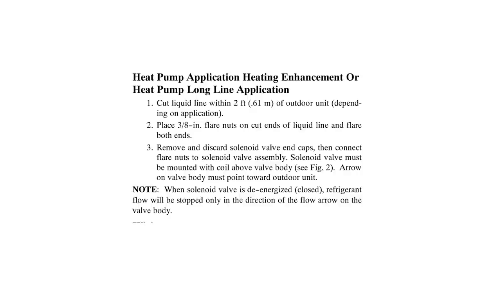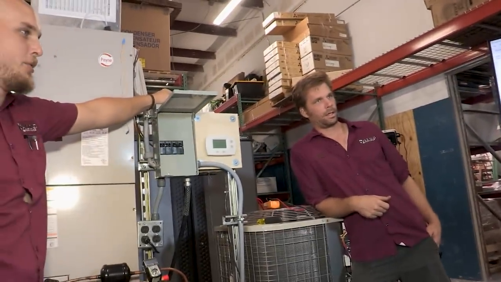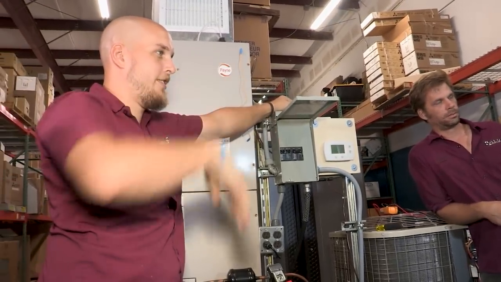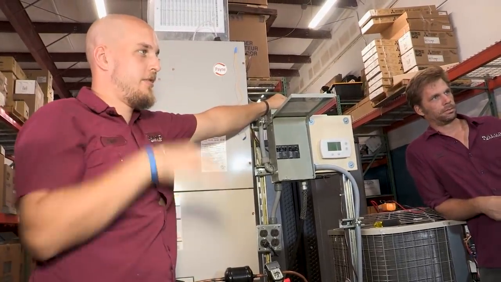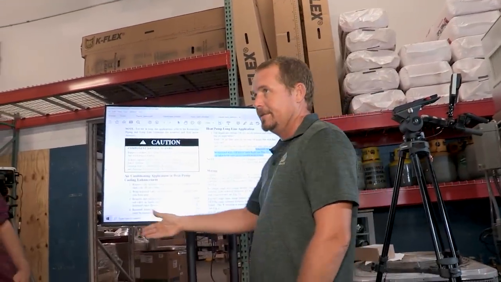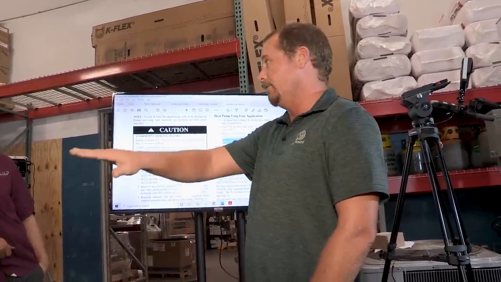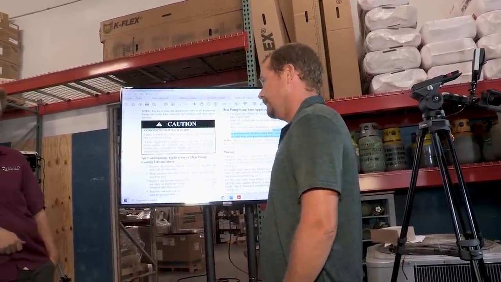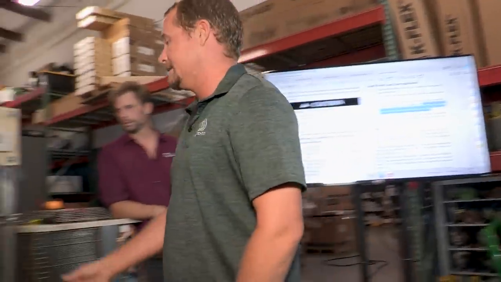Why does the arrow on the valve point towards the outdoor unit? Because that's the direction of the flow that we're trying to cut off. Because we're doing it in heating mode, right? So that's the only time we care about it. That's what it's designed for. It's a heat pump long line application. Okay, it only matters in heat pumps that don't have hard shutoff TXVs in heat mode, right? That's what we're trying to prevent. So it actually will allow flow back the other direction, but it will not allow flow in that direction. So it's a one way valve. That's why it has an arrow. It allows it the other way. That's my understanding. It doesn't just close all the way.